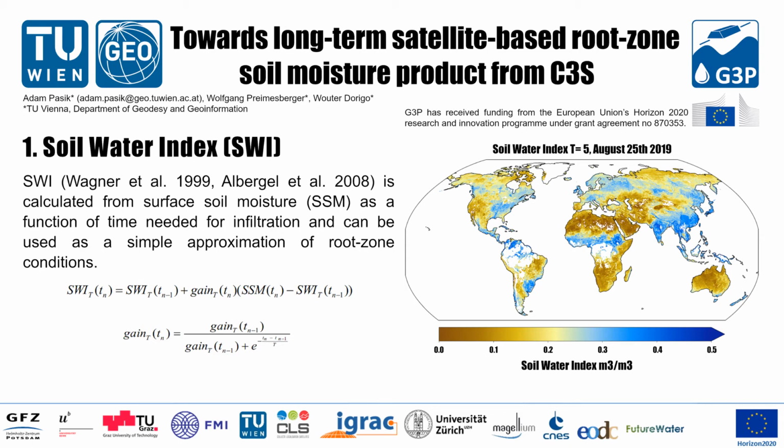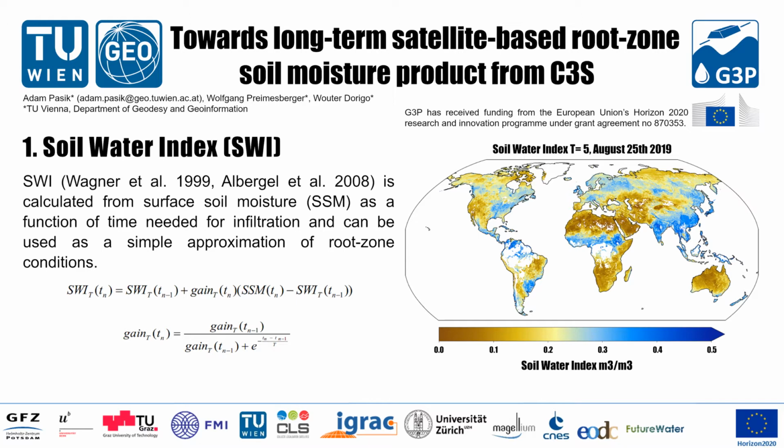Welcome to a short presentation on the root zone soil moisture approximation from ESA's CCI soil moisture dataset by means of soil water index. This work is being carried out within the Horizon 2020 funded G3P project, which stands for Global Gravity-Based Groundwater Product.